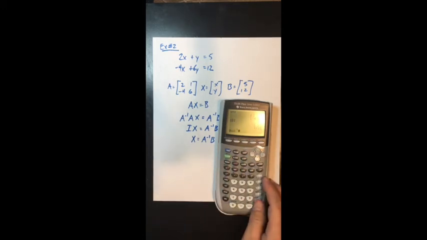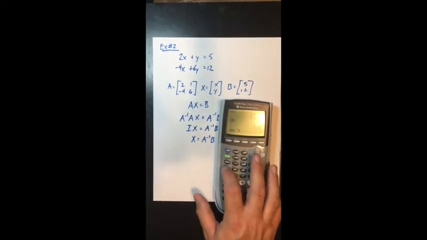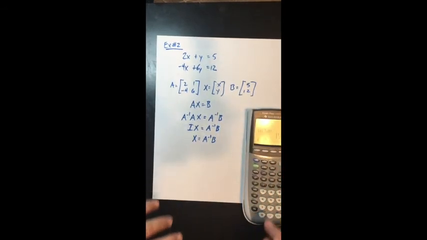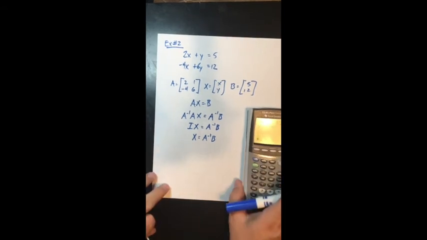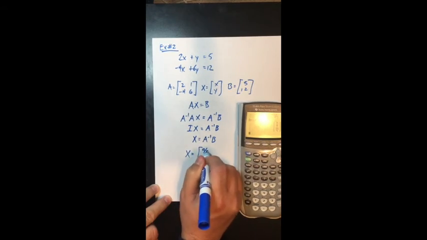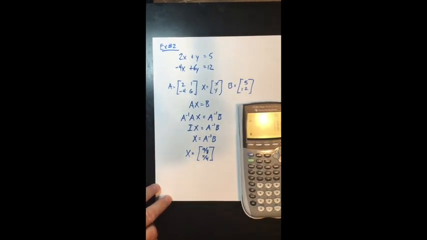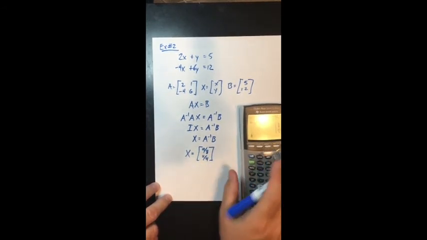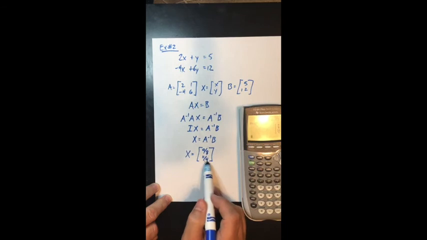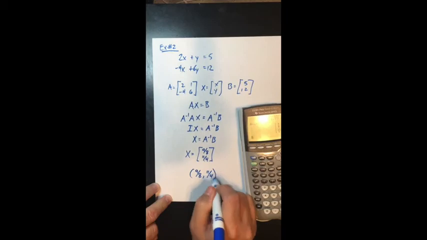So matrix A inverse times matrix B. And that gives me 1.125, which I don't really like, so let's make it a fraction. Gives me X equals 9/8 and 11/4. Okay, that's the variable matrix. So what that tells me is, since the variable matrix is x and y, then x equals 9/8 and y equals 11/4. So my solution would be 9/8, 11/4.